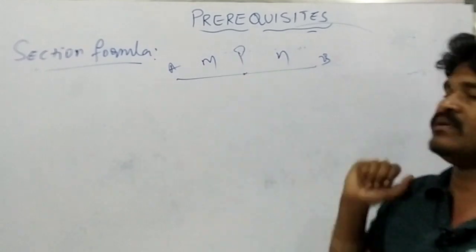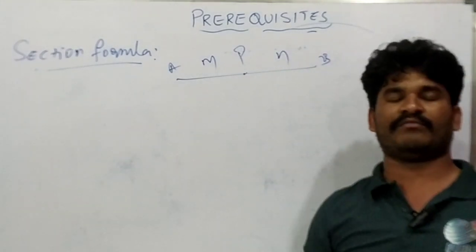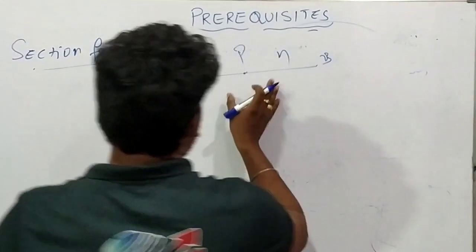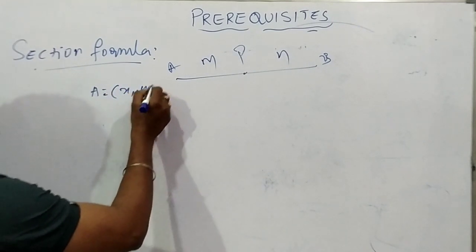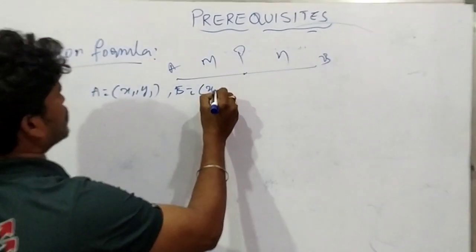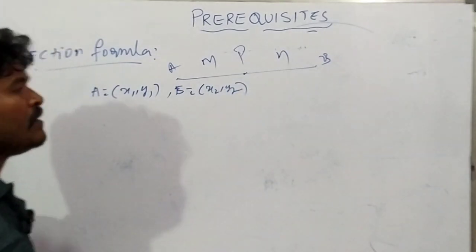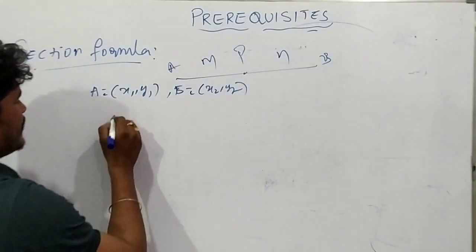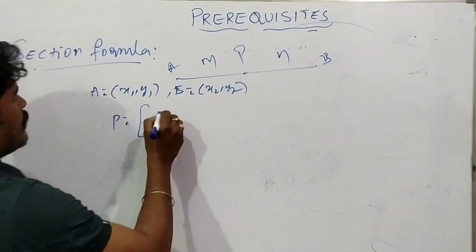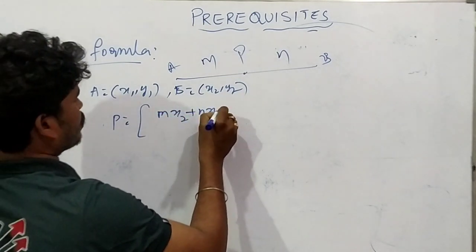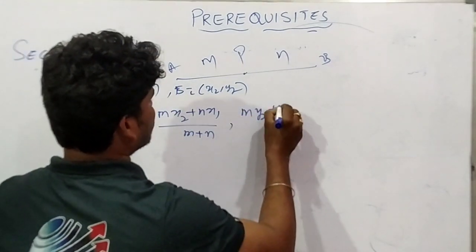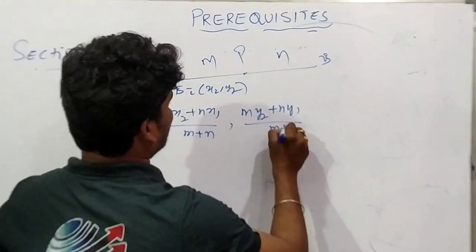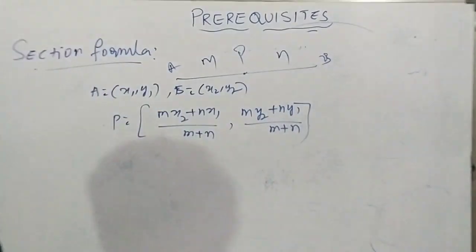Whenever point P intersects line AB externally, what will the formula be is what we discuss next. Right, in this condition, P internally intersects line AB, so assume point A is x1, y1 and point B is x2, y2. Therefore P equals (mx2 + nx1)/(m + n), (my2 + ny1)/(m + n). So this is point P.